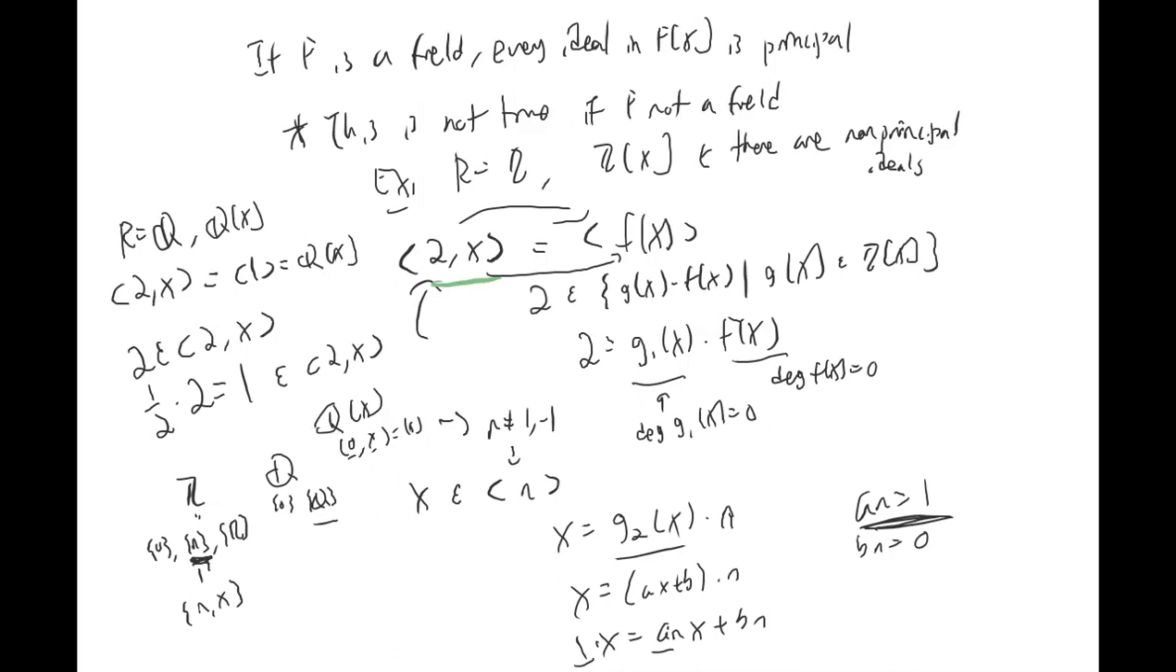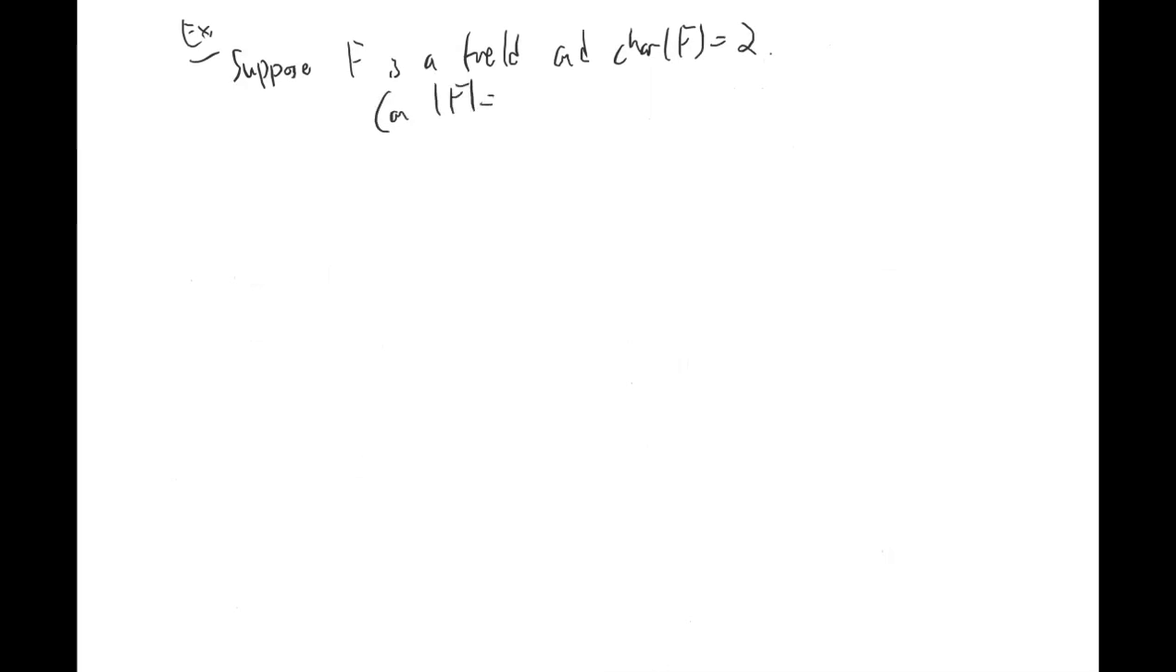Okay, moving on. So let's do some questions and then we will call it a day. We'll do a lot of questions today. So suppose F is a field and the characteristic of F is 2. Can the order of F be, I'm just going to make it up, I don't know, 1555?